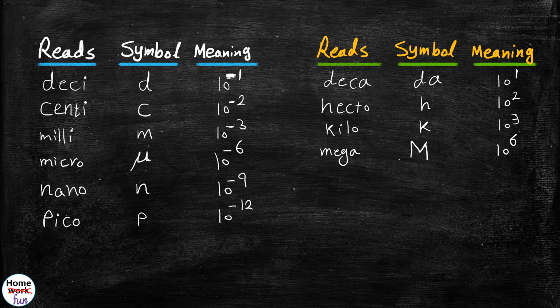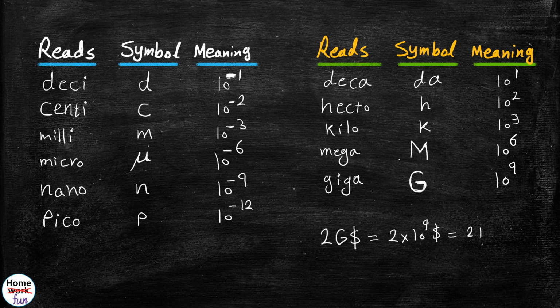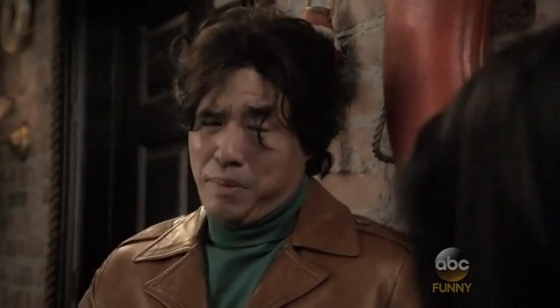Let's get even bigger. Giga, this again is useful when it comes to the size of files on a computer. Gigabyte, uppercase G, 10 to the power of 9. That's the meaning. So if I say I have 2 giga dollars, I wish that for all of you, that equals 2 times 10 to the power of 9 dollars, or in other words, $2 billion. That's the meaning of this prefix, giga. Let's get one size bigger. Here's an even bigger one.